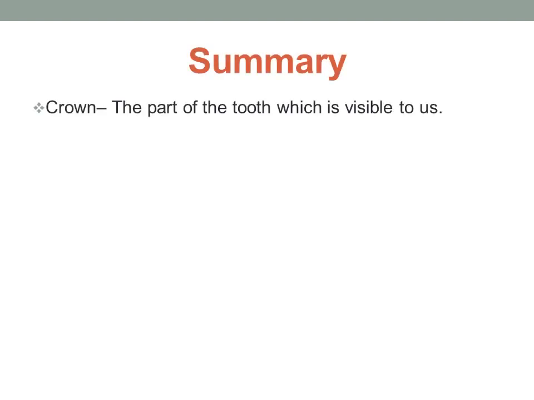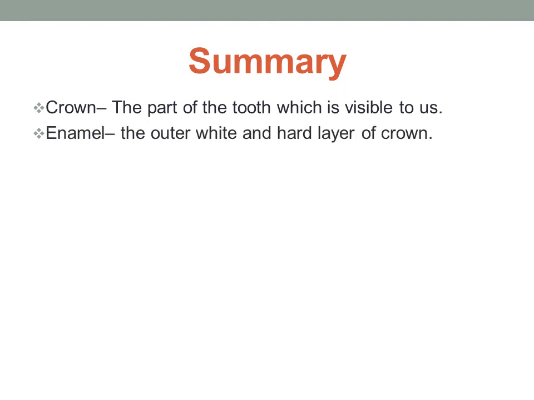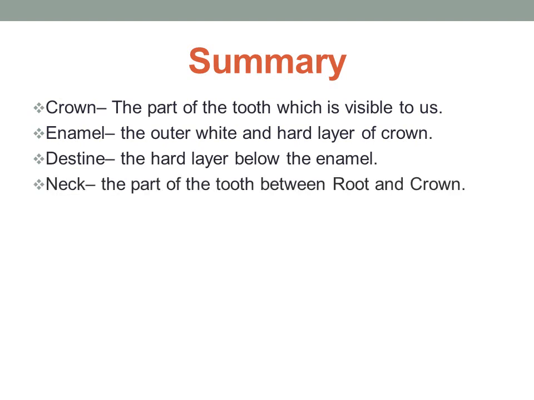Now let's summarize. Crown, the part of the tooth which is visible to us. Enamel, the outer white and hard layer of the crown. Dentine, the hard layer below the enamel. Neck, the part of the tooth between root and crown. That portion between root and crown is called the neck.